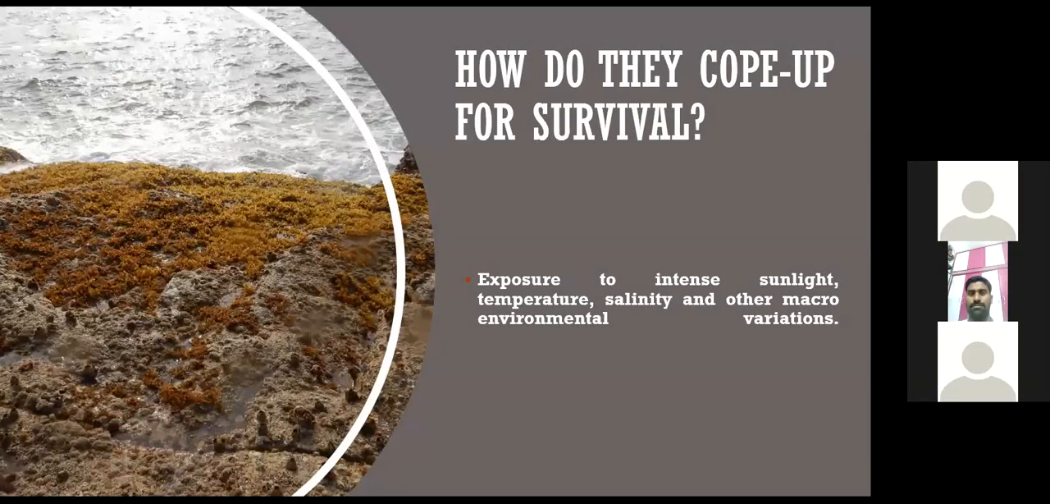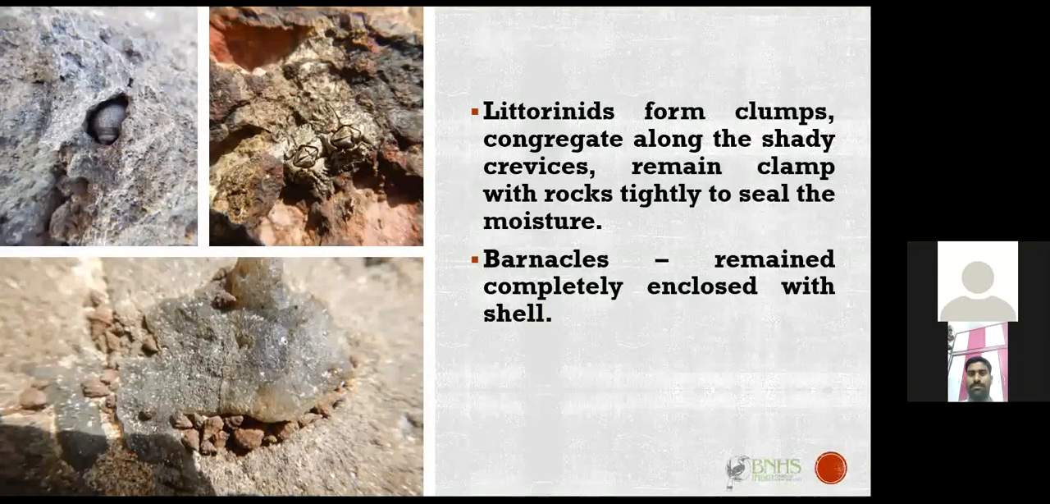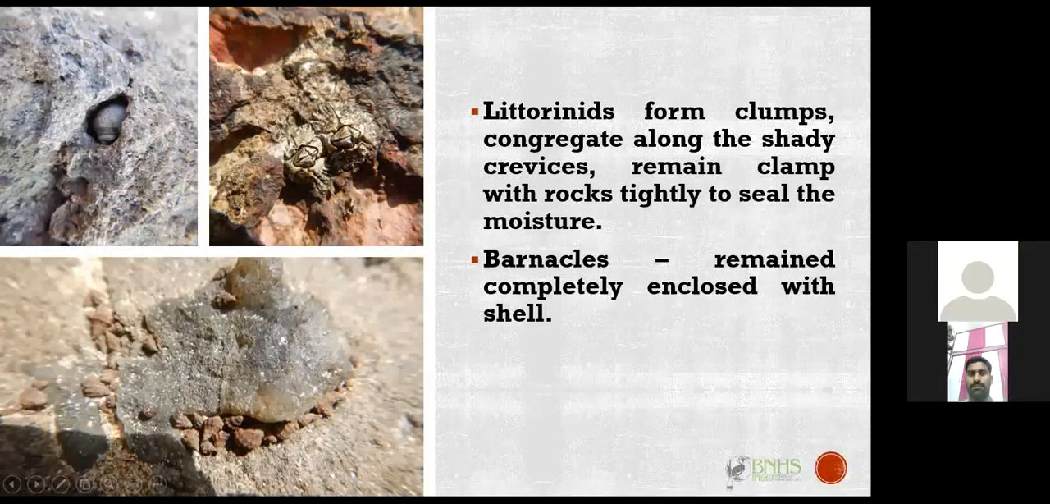As mentioned, exposed rocky shore, I have mentioned about the exposed rocky shore. So these tiny individuals, these littorinid shells, are abundantly found in the high tide areas. There are certain species which are also found in low tide areas, but if you can see in the picture, they prefer the crevices or clump together and clamp themselves firmly with the substratum so that they can seal some sort of moisture to survive during the exposed time period.